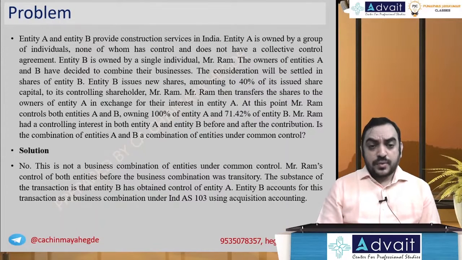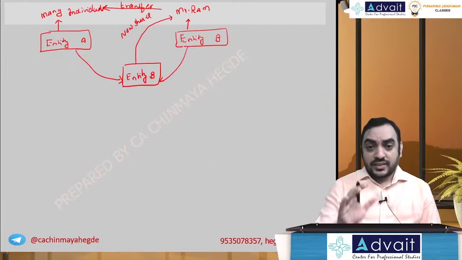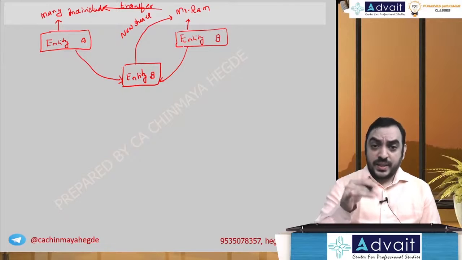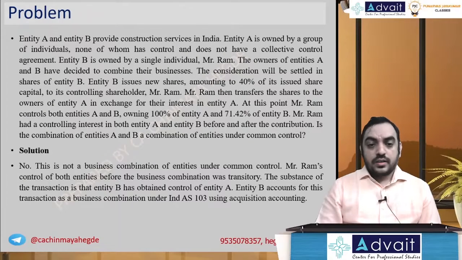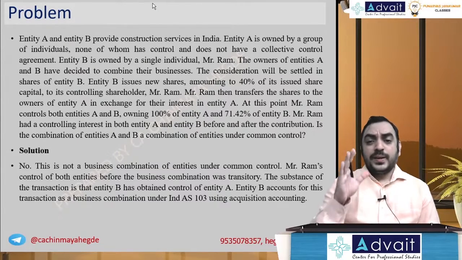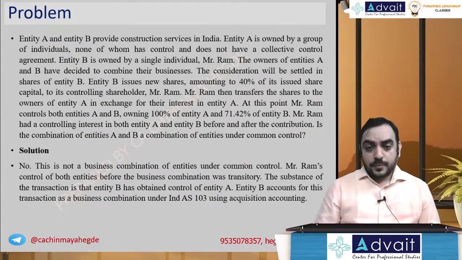At this point, Mr. Ram controls both the entities A and B, owning 100% of entity A and 71.42% of entity B. Now, at this point in time, Mr. Ram has the shares of entity B and has the shares of entity A, because Mr. Ram has everything that is supposed to be issued to entity A. Is the combination under business combination? Is it under entities under common control? Okay, now this fits into a typical situation called a transitory situation.